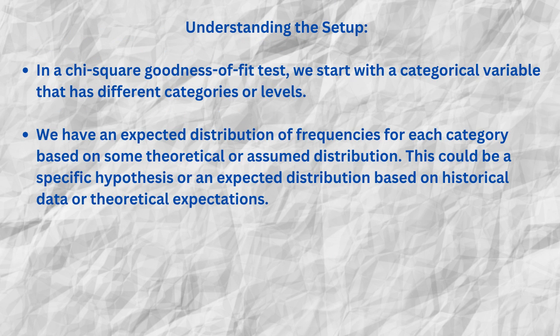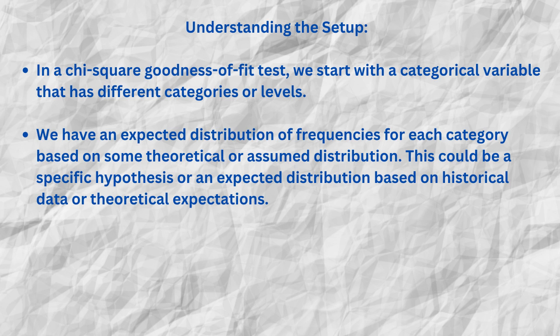First, we have to make sure that we understand the setup. In a chi-squared goodness of fit test, we start with a categorical variable that has different categories or levels. For a chi-squared goodness of fit test, there's only going to be one categorical variable with multiple categories or levels to it. Now, we have an expected distribution of frequencies for each category based on some theoretical or assumed distribution, meaning in the problem they're going to tell you what the expected distribution for that categorical variable was. This could be a specific hypothesis or an expected distribution based on historical data or theoretical expectations.